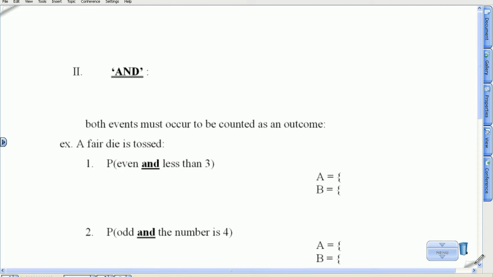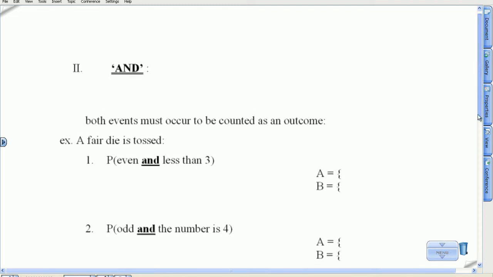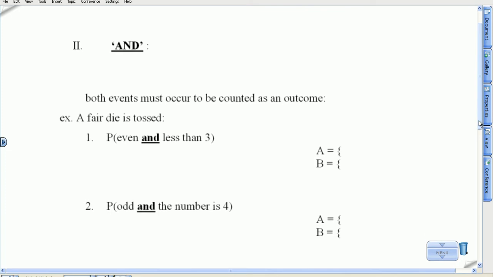And. The events have to occur simultaneously in order to be counted as an outcome. So, for example, probability of an even and less than 3. Well, on a die, the evens are 2, 4, and 6. The numbers less than 3 on a die are 1, 2, and that's it. So, the probability of it's an even and less than 3, we know it's something out of 6, because when you roll a die, there are 6 total outcomes.